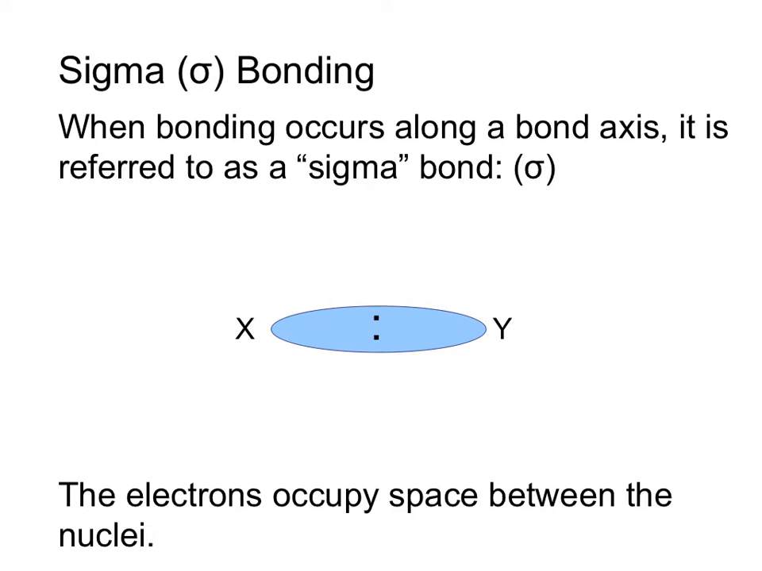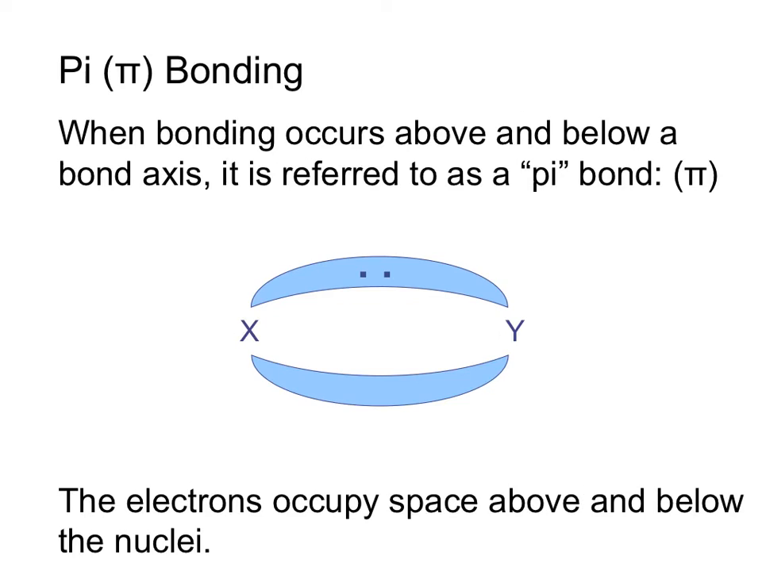And so, for instance, we can see here what a sigma bond would look like, in which the electrons are going to simply occupy the space in between the two nuclei. This would be as opposed to a pi bond, in which electrons now occupy space above and below the two nuclei of the atoms.